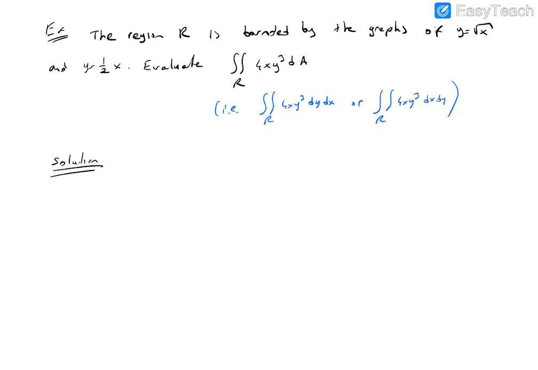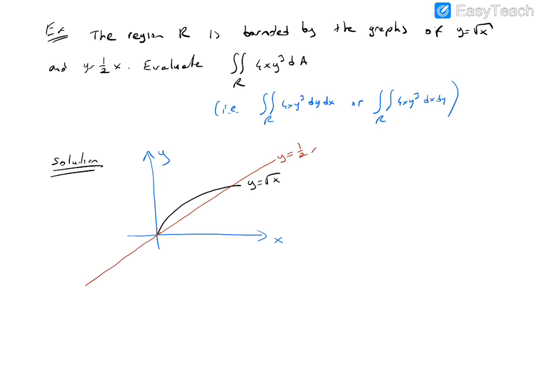So first of all, you should sketch your region. What is the y equals square root of x function graph? Y equals square root of x graph is like this one. Y equals 1 over 2x graph is like that one. Okay, let's use a different color. Y equals 1 over 2x.